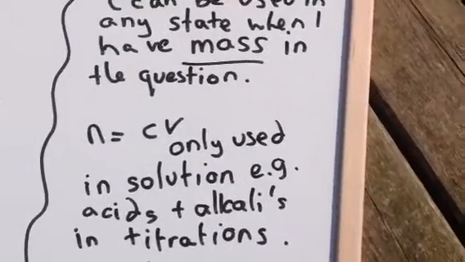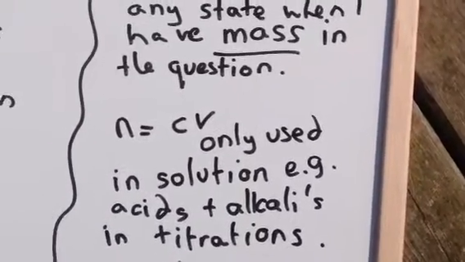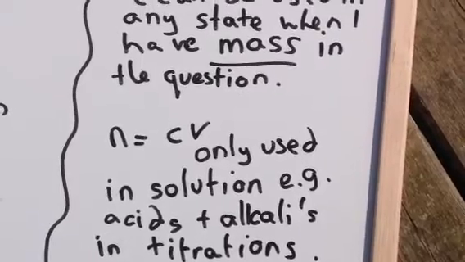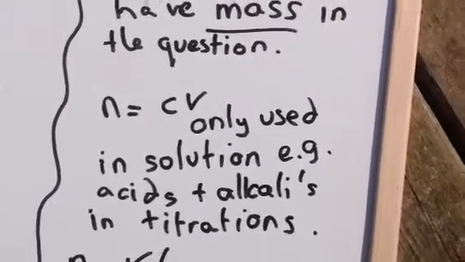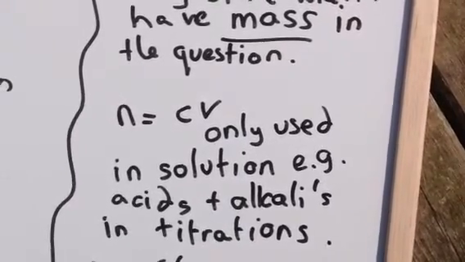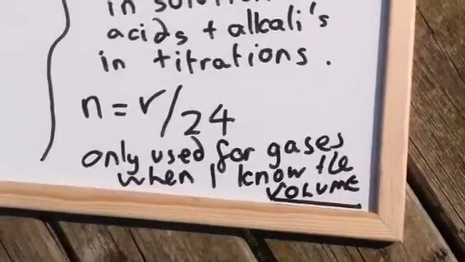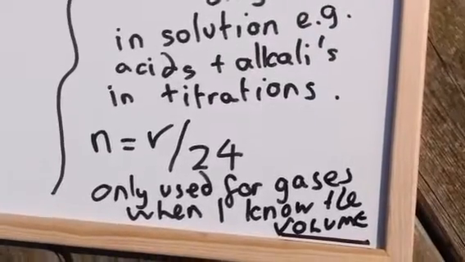If you only had a solution, so for example in titration, and you knew what the concentration was and the volume was, or you knew the concentration and the number of moles, you would use N equals CV, okay, and then rearrange as necessary to find your subject. Okay, and if it was a gas and you knew the volume of that gas, so only with the volume of that gas, you would use N equals V over 24.